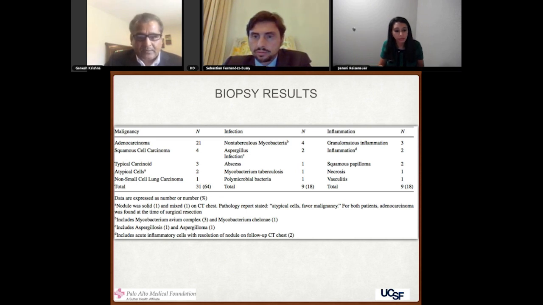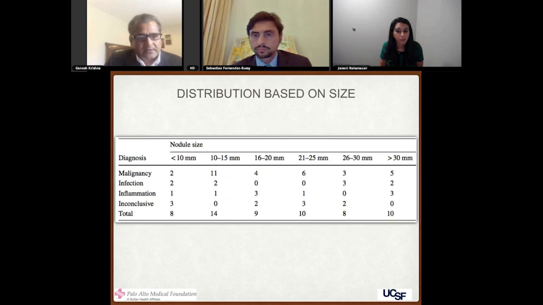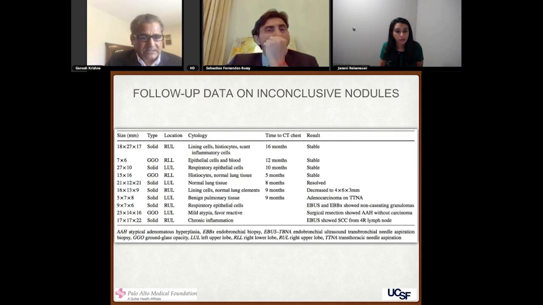And for the inflammation, we had to see inflammatory cells in the lesion. We consider them diagnostic only if they completely disappeared in follow-up imaging. And when you look at the distribution of the lesions based on size, in the column or the row, the distribution seemed to be fairly uniform. The size did not indicate one diagnosis or the other.